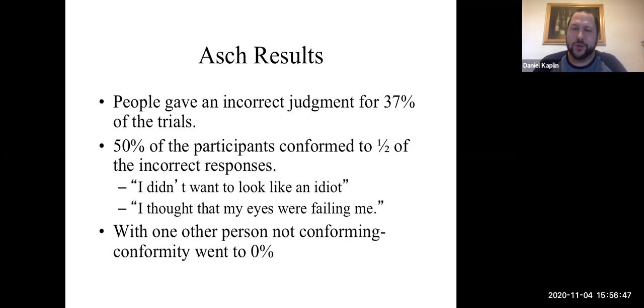Now, what was interesting in Solomon Asch's study was that if you had even one person break ranks, conformity went virtually to 0, which demonstrated that people were picking the wrong answer. Many times they knew it was the wrong answer, but because of these 2 factors I mentioned, they didn't want to look foolish. Okay.